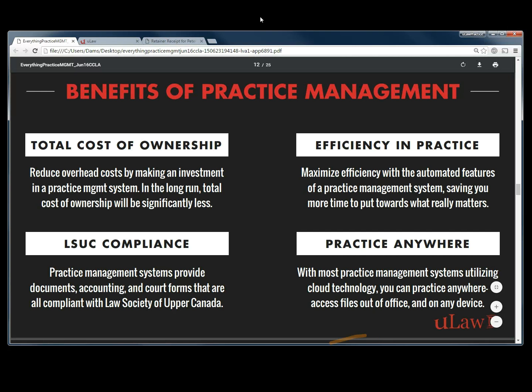So you've got to look for cheap options for practice management that have a low TCO and are very efficient to practice with. They have proper compliance with the law society that you belong to, and they give you a lot of mobility.